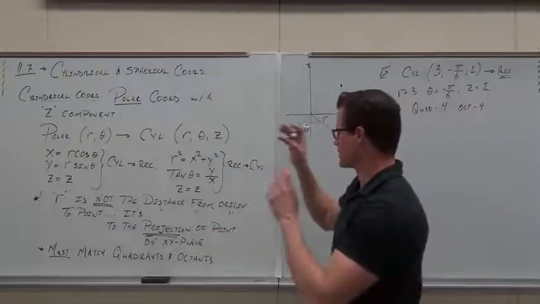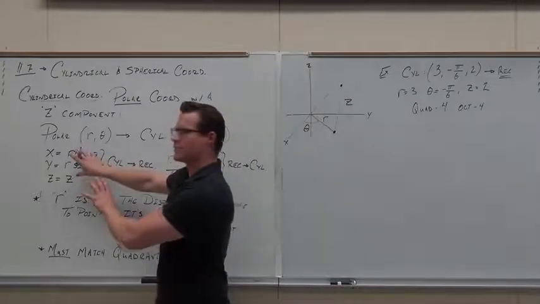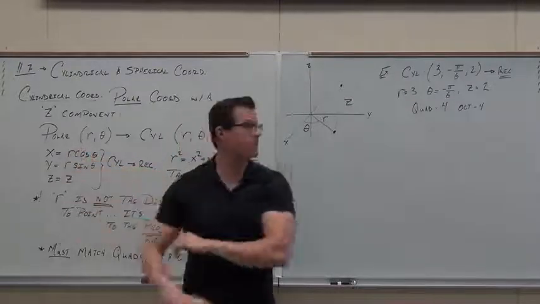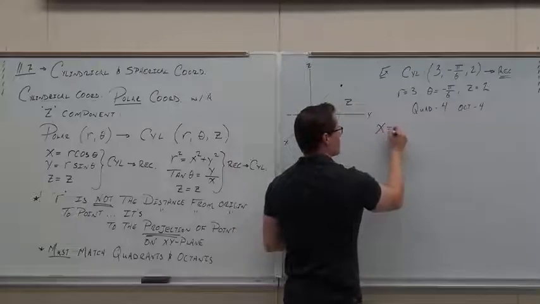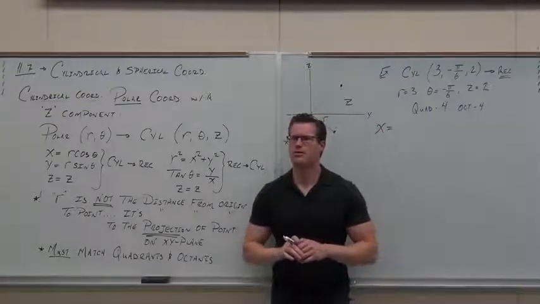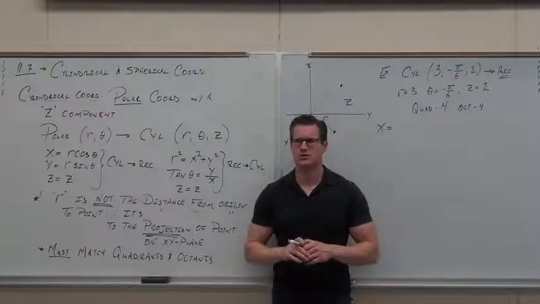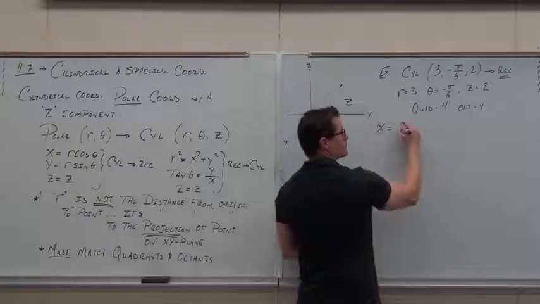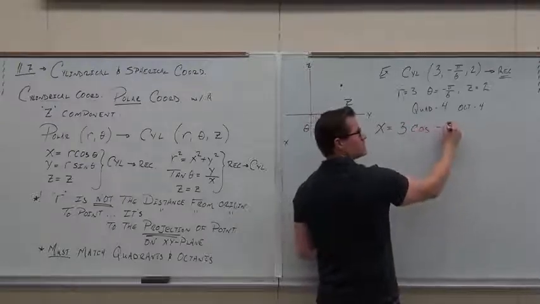If we're going from cylindrical to rectangular, this is the only stuff I have to use. So let's see if we can fill it out. If I want to get x, x is always, no matter what, r cosine theta. Do you get an r? That's why I write this stuff down. Do you have a theta? Yes. That's all you need. So we're going to have 3 times cosine of negative pi over 6.